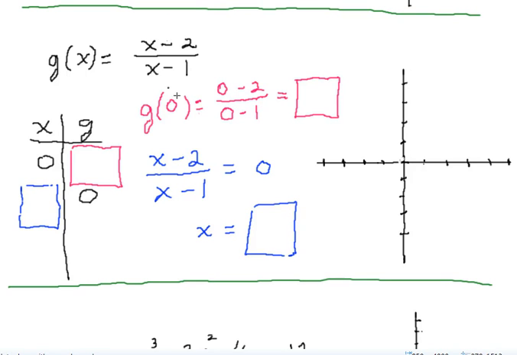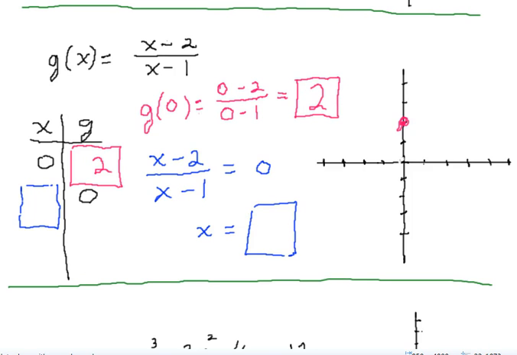We look next at a rational function. I'm calling it g instead of f. g of x equals this fraction of two polynomials. That is a rational function. Let's get g of 0. Plugging in a 0 for x, negative 2 over negative 1 gives me positive 2. I put that in my table of values, and I put that on my plot.